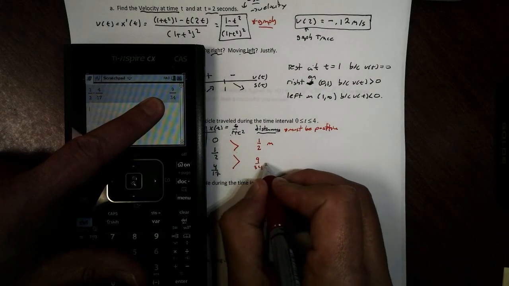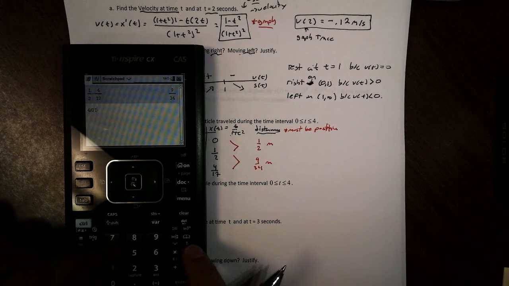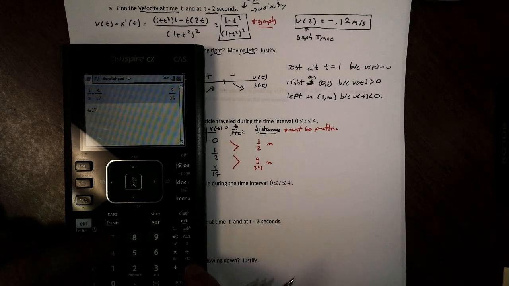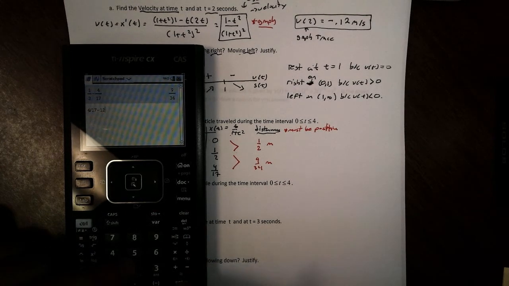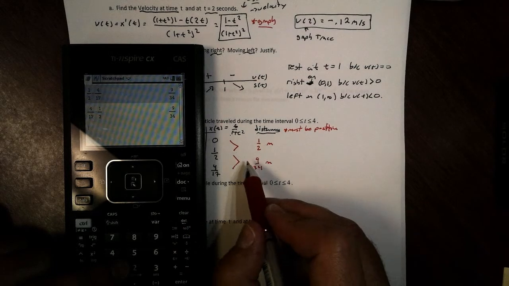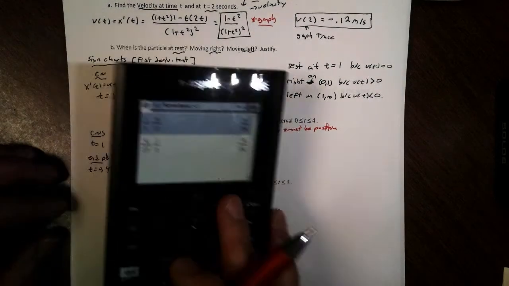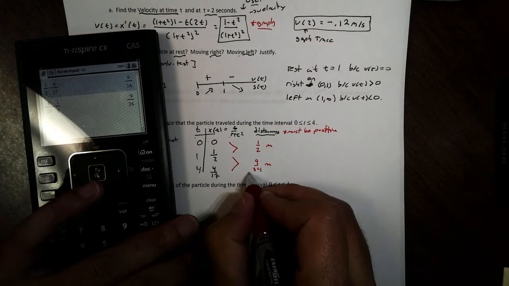If I had done it the other way, if I would have done 4 over 17 minus 1/2, can't get that division right today, I will get negative 9 over 34. I still get the same answer because remember, we just want the positive on those. All right, so to get the total, I now add them up.